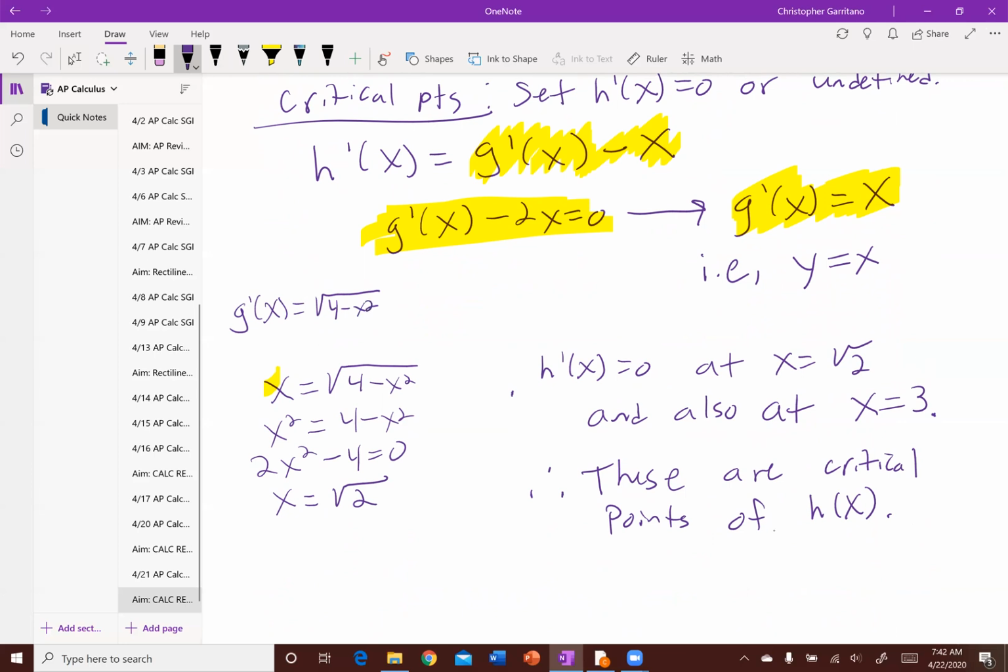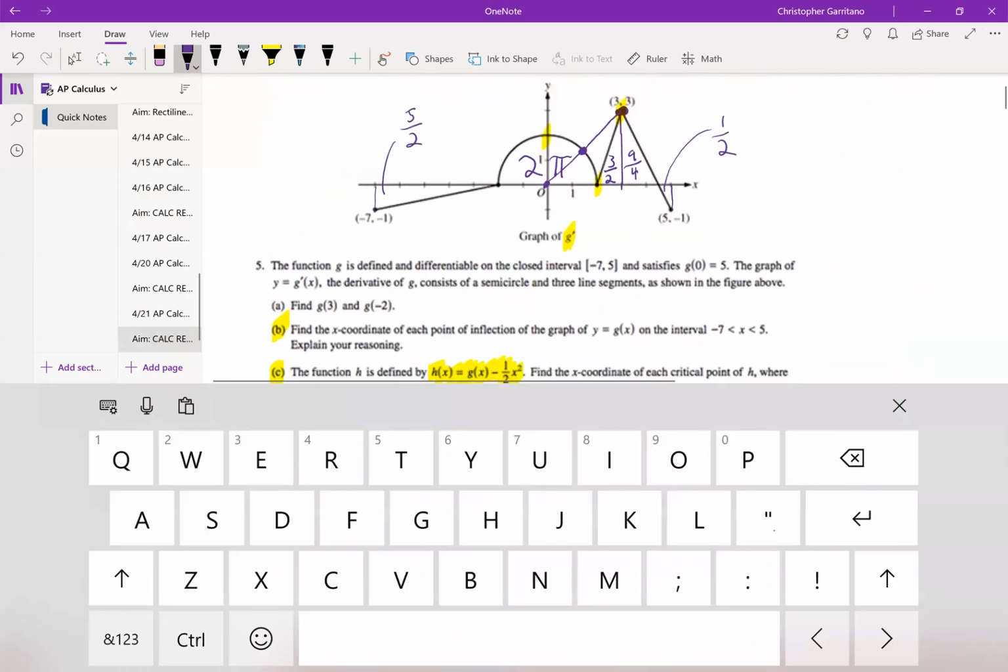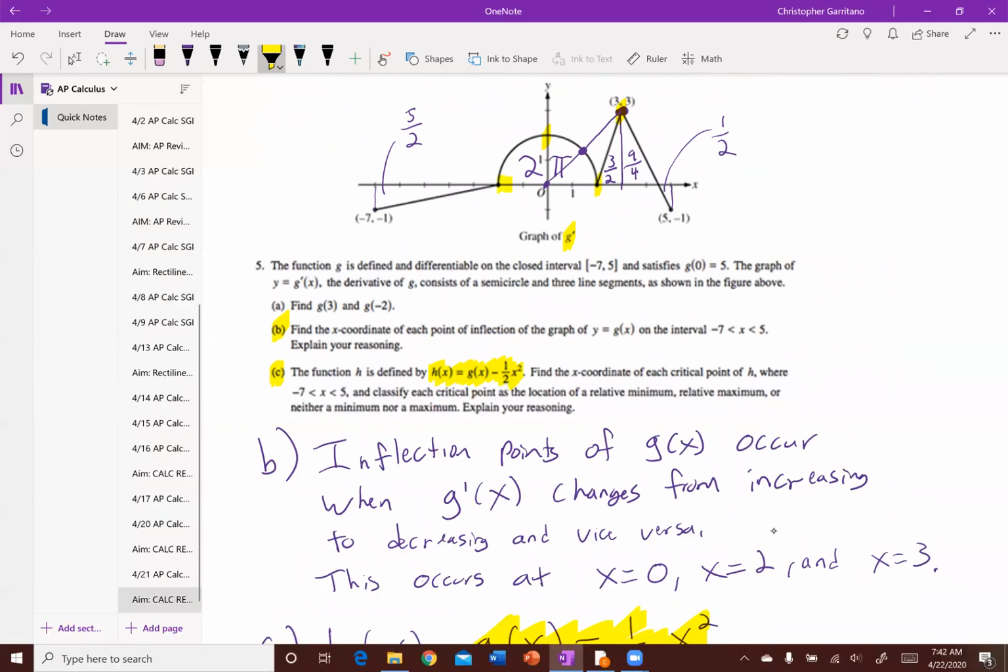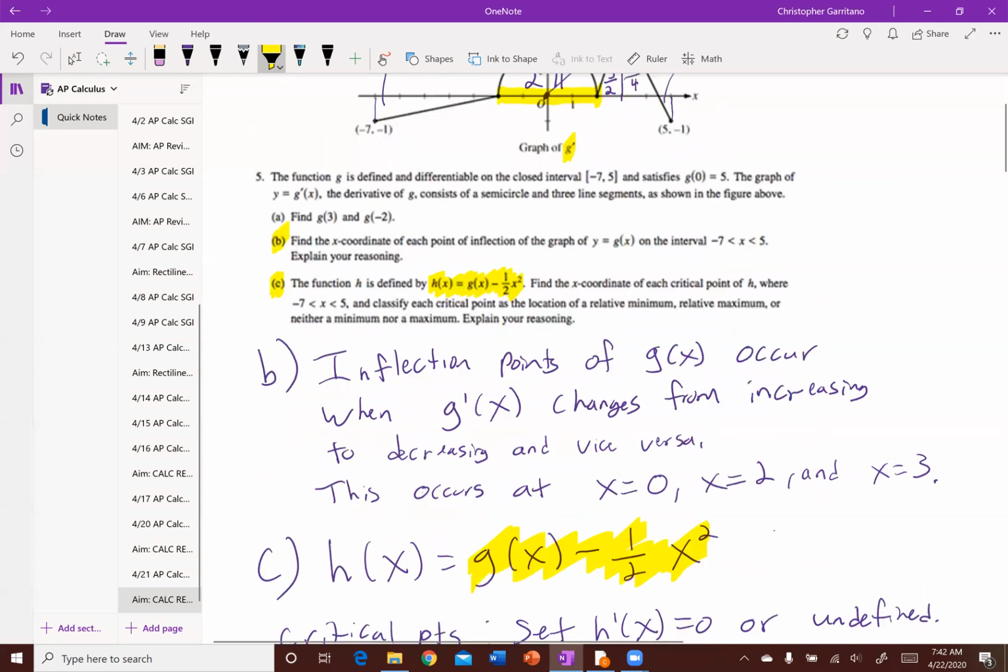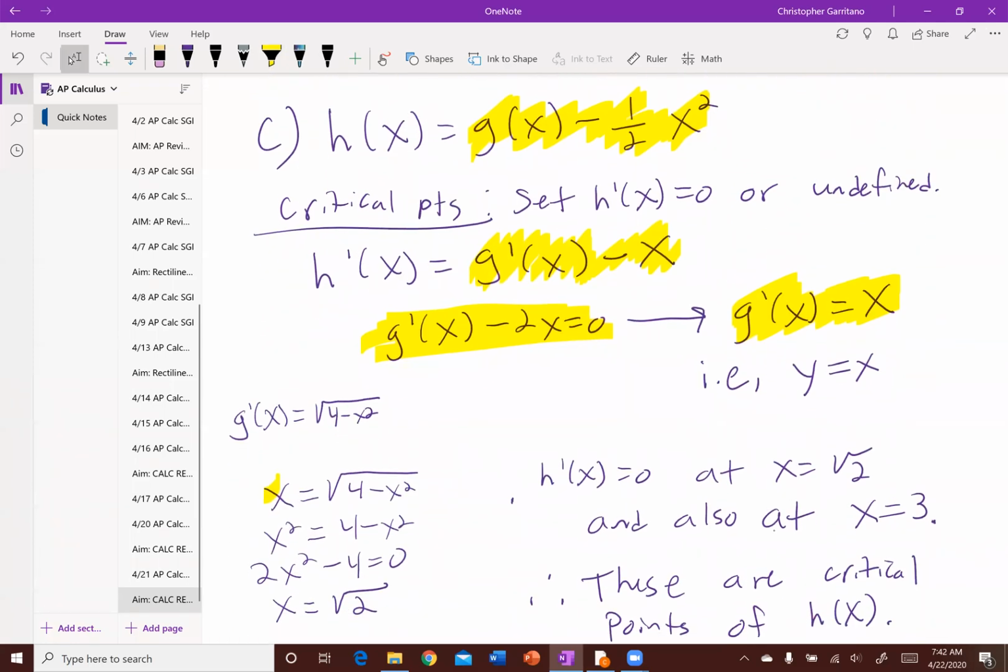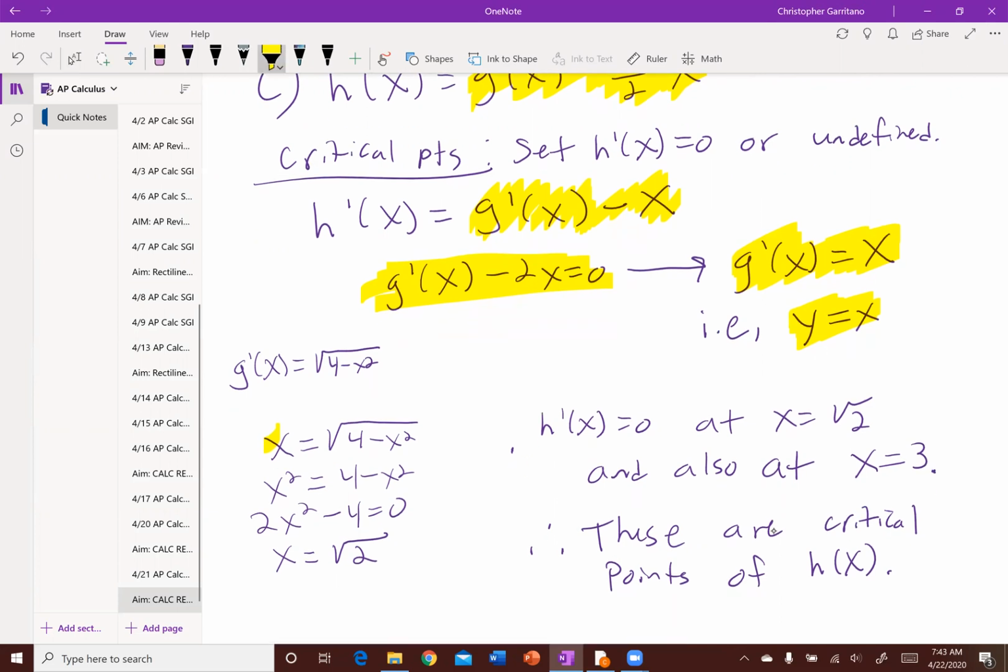So on that portion of curve, on just this interval here, g prime of x is equal to the equation of that semicircle. All right. Now, using the equation that we're trying to solve, which is, well, where does y equal x, or where does g prime equal x? I'm going to take the value of g prime on this interval, and I'm going to set it equal to x. So I have this equation here that I'm trying to solve.